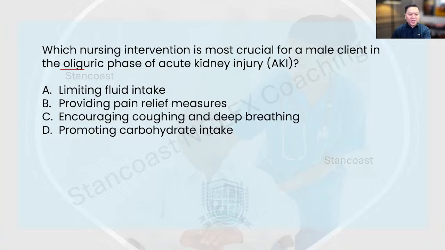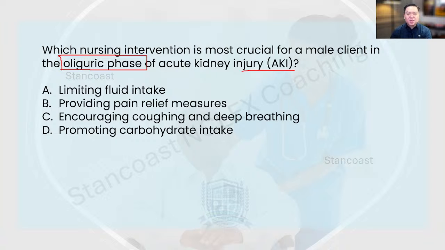Now our scenario talks about the oliguric phase. What do you remember about the oliguric phase in AKI? Remember that it's a sudden or abrupt change in the urinary function. There is no more proper filtration of the waste products and also the fluids. And so the patient now has widespread edema, right? Hypertension, could be uremic. So what do you expect? Limiting fluid intake, would that be a correct one?